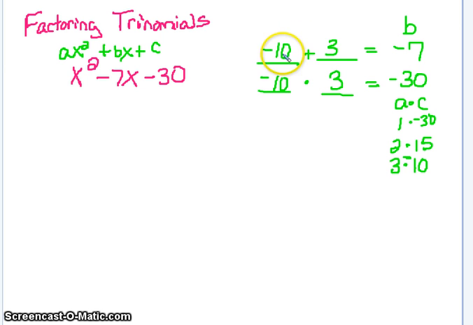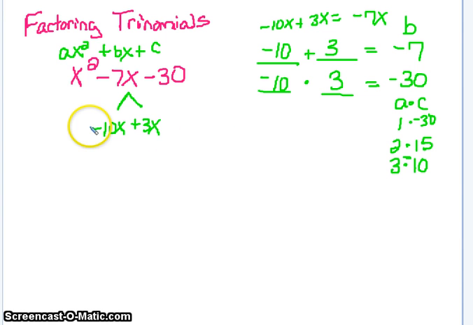This allows me, I know that negative 10 plus 3 equals negative 7. So negative 10x plus 3x equals negative 7x. And I can split this middle term: negative 10x plus 3x. But I have to bring down my other terms. The x squared has to come down, and the minus 30 has to come down. From here, I'm going to group my first 2 and my second 2.